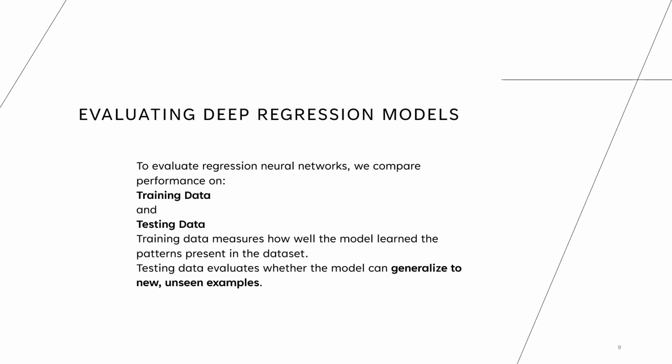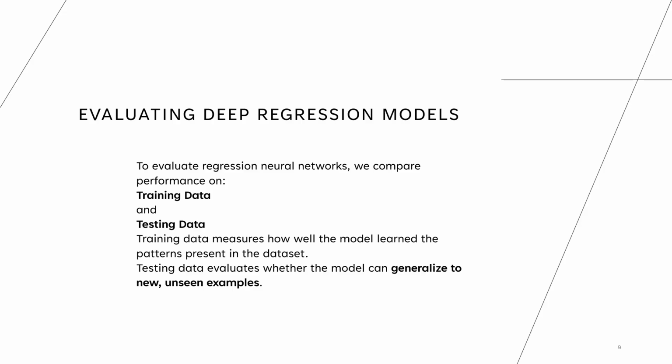Once a neural network has been trained, the next step is to evaluate how well it performs. To do this, we typically examine the model's performance on two different types of data: training data and testing data. Training data is the dataset that the model uses during the learning process. By analyzing performance on this data, we can see how well the model has learned the patterns that exist within the dataset. However, evaluating performance on the training data alone is not sufficient.